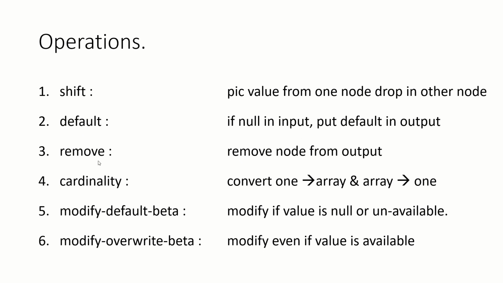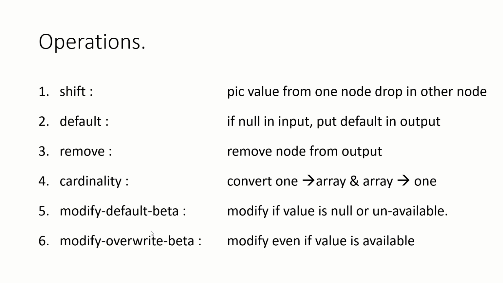Remove means you want to purposely remove some node that you can specify using the remove operation. Cardinality means if you have an array with a single value, you can convert it into a single object. Or if you have a single object but you want to create a list in the output, you can do a one object to array. So that cardinality you can change using the cardinality operation.